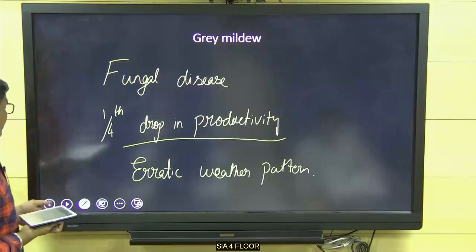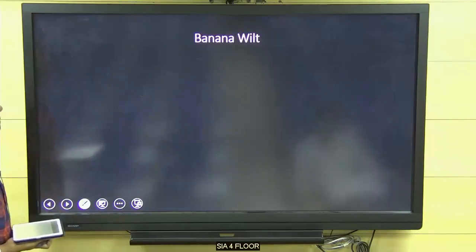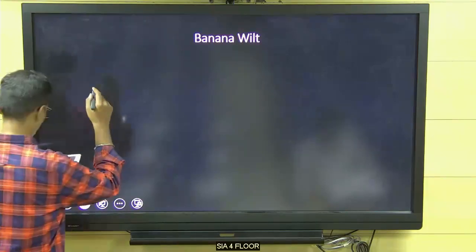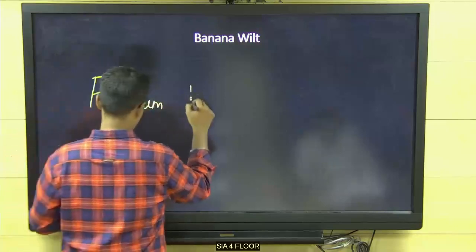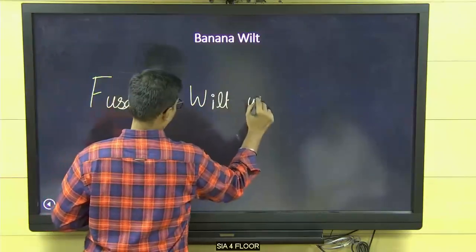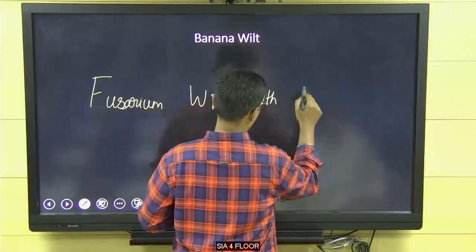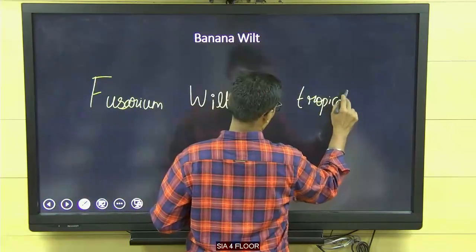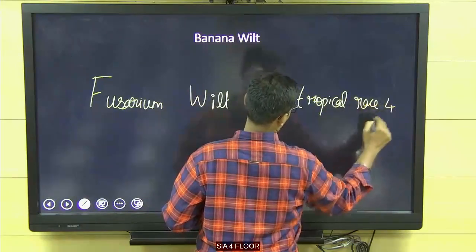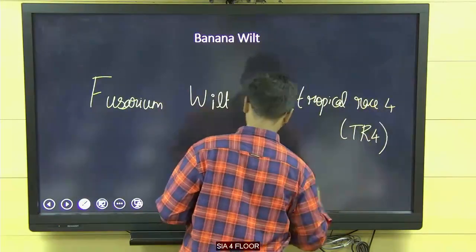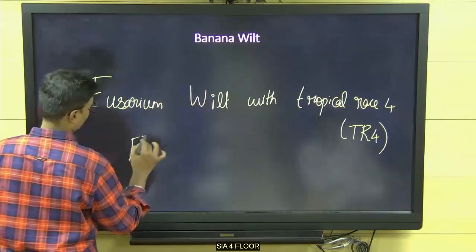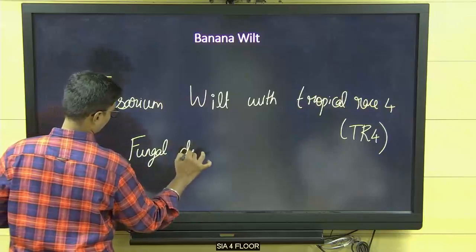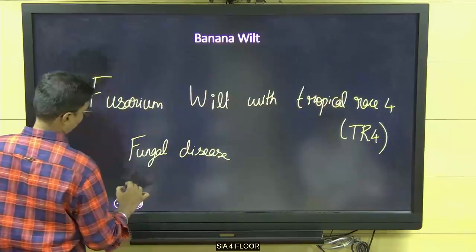Good. Talking about the next one, TR4, that is banana wilt, also called fusarium wilt. Fusarium wilt with tropical race 4. That is TR4. This is a fungus that mainly affects banana. Fungal disease. It affects banana.